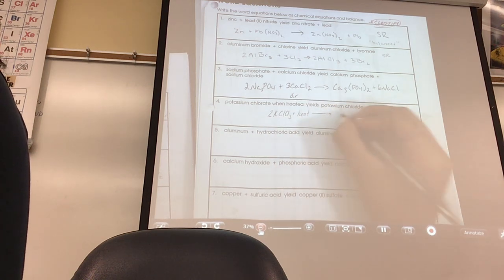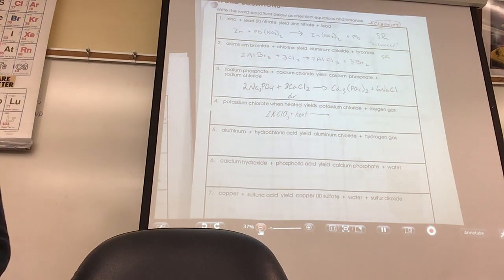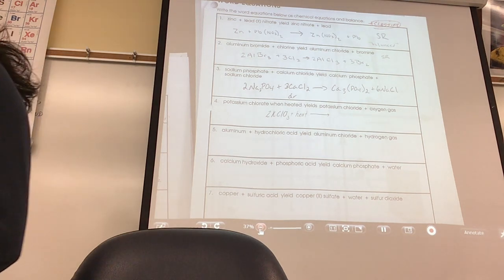Okay, I'm gonna stop just for a second. I didn't mention this, or we mentioned this, but if you're gonna add something that's not a reactant or a product, you put it over the arrow, okay?